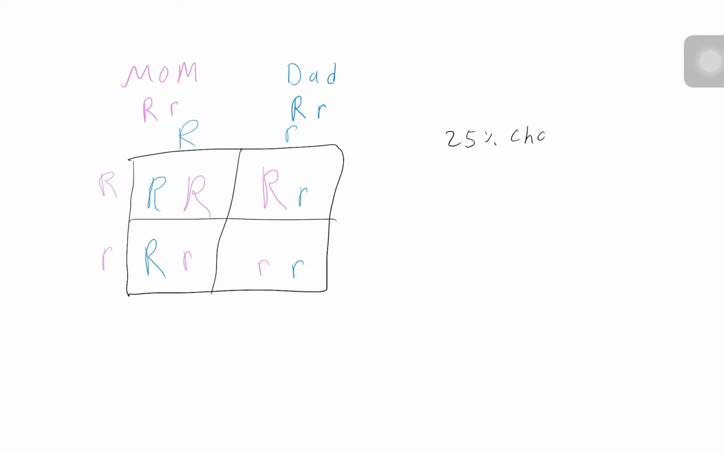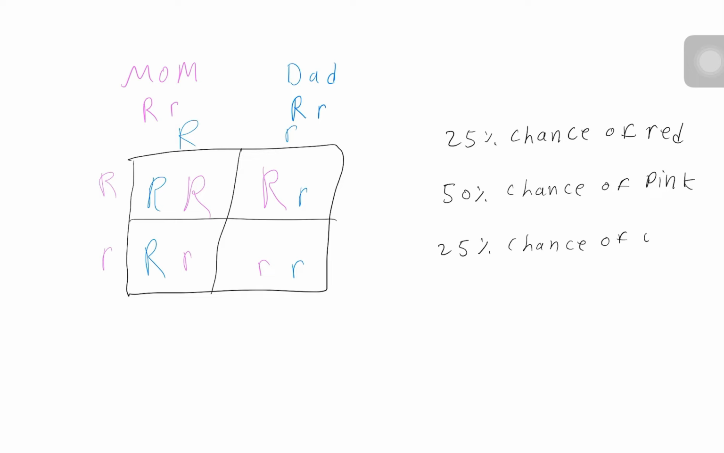offspring, and there are 2 heterozygous, so 50% chance will be pink, and there are 1 little r, a homozygous recessive. In this case, it's 25% chance to be white. And that's how you come up with statistics to determine what's the chance that you can have this kid with this trait. Okay? And that's how you do the Punnett square.